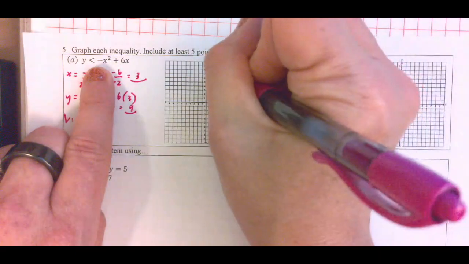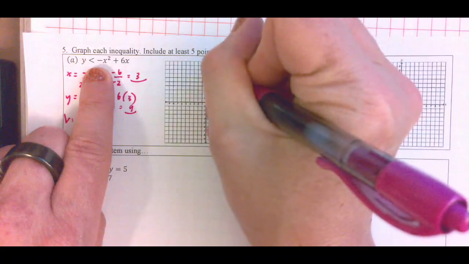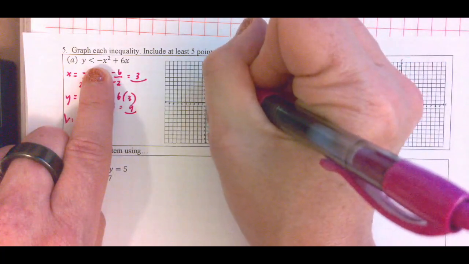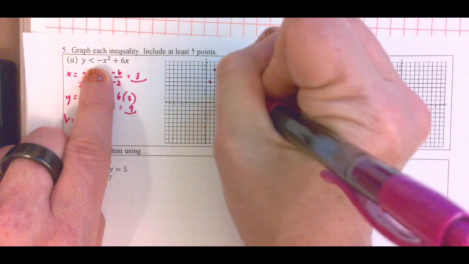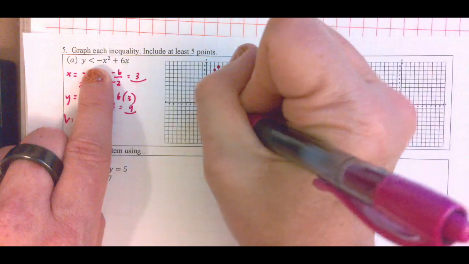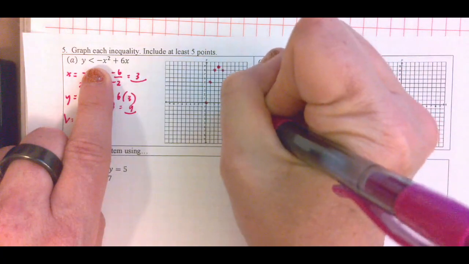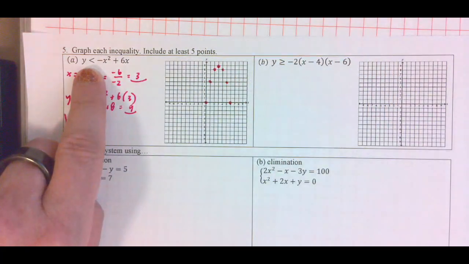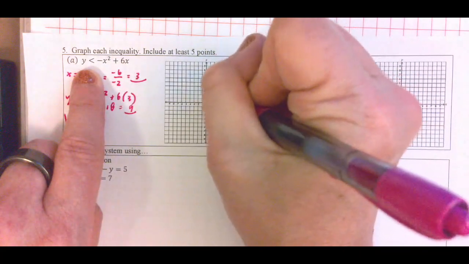So over 1, down 1. Over 2, down 4. Right? You want more points, go over 3 and down 9. Now, since it's less than, not equal to, it's going to be dotted.